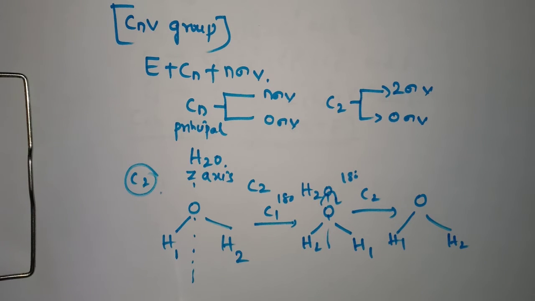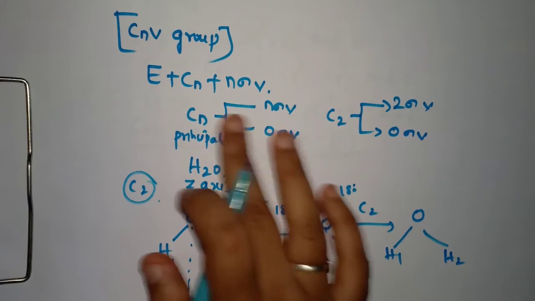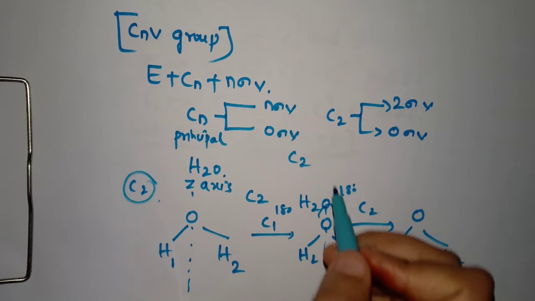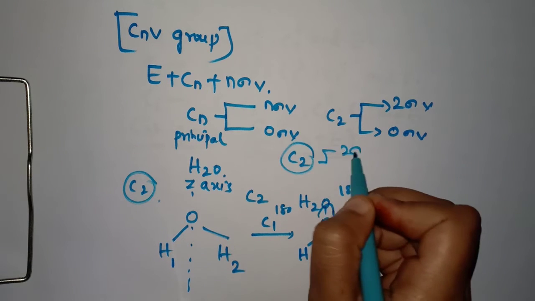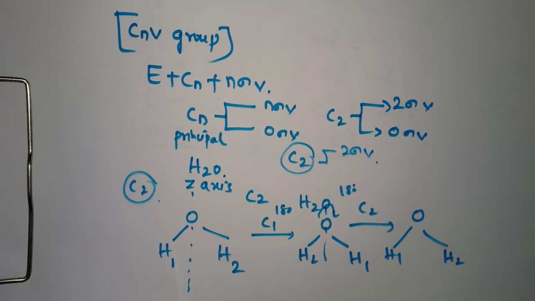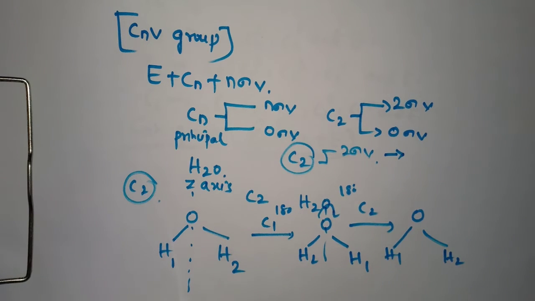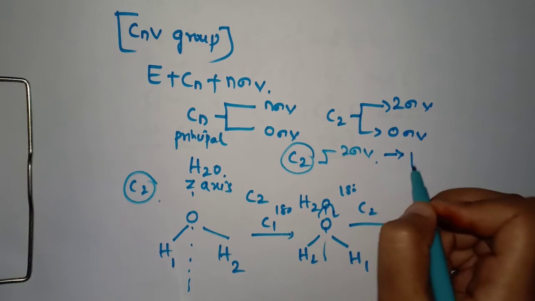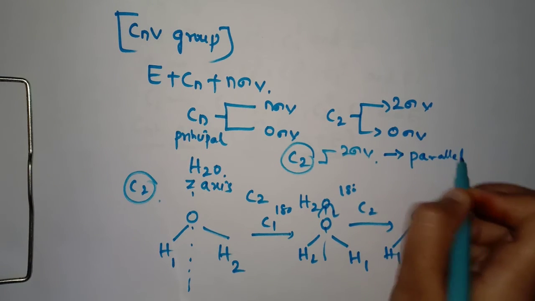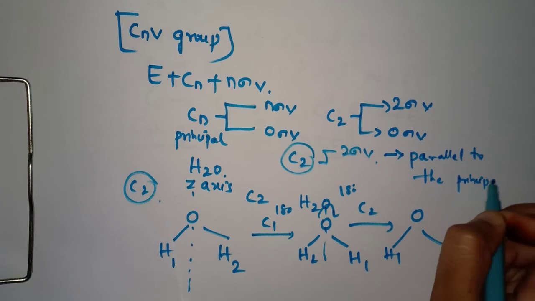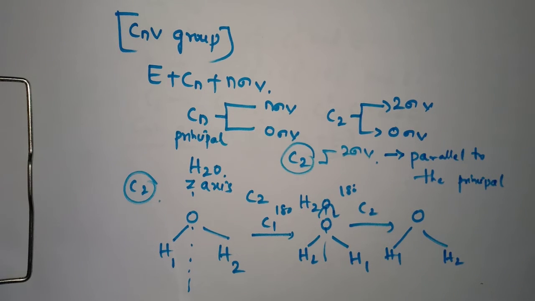Now what should be present? That is sigma V. We already know that C2 is present in this H2O. So we should get 2 sigma V, that is 2 vertical planes of symmetry should be present. What is a vertical plane of symmetry? It is an imaginary plane that is parallel to the principal axis, which bisects the molecule into 2 equal halves. That means they should be mirror images of each other.